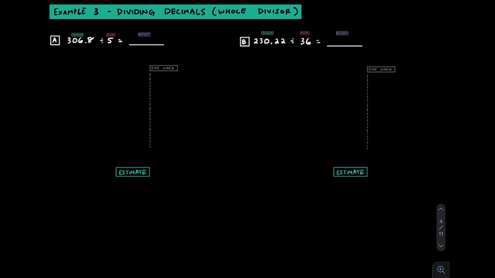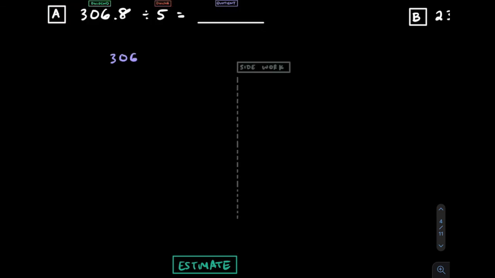Let's try some together. We start out by writing the dividend inside the division house and place the divisor 5 outside on the left side. Since 5 is a whole number, we can begin right away. The decimal that's in the dividend is going to be the same decimal place that's going to be in our quotient. Now for the standard algorithm. 5 fits into 3 0 times, but 5 fits into 30 6 times. 6 times 5 is going to be 30 with a remainder of 0.